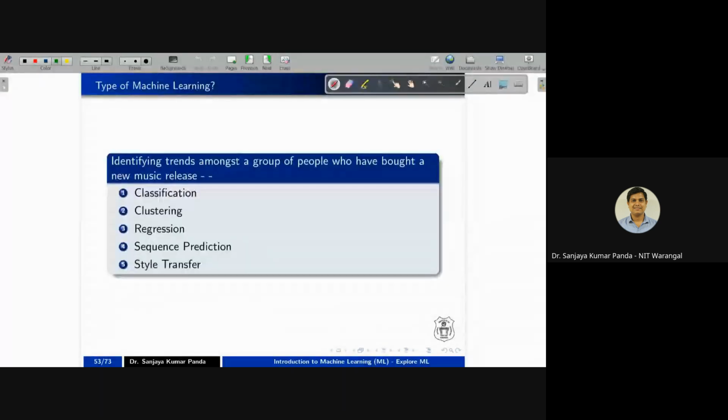The next one is identifying trends among a group of people who have bought a new music release. You know that many people are involved in music, so they are releasing music, and you want to identify their trend among a set of people.